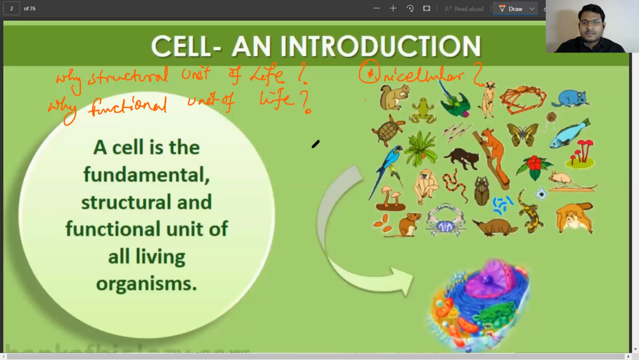Which functions which the body. Okay. Anyways, I could not hear that clearly, but let me tell you that. So we say functional unit.